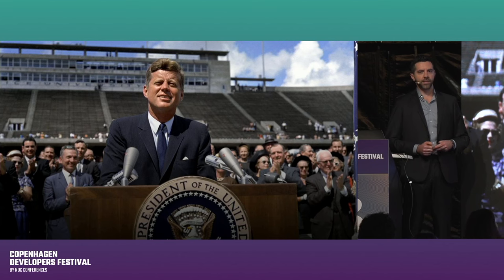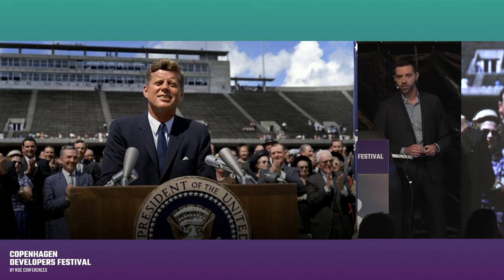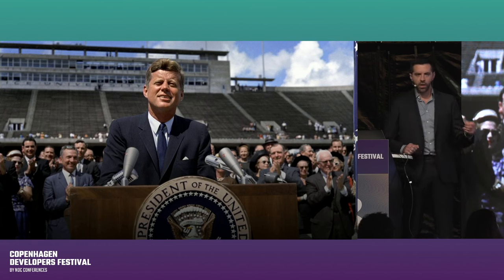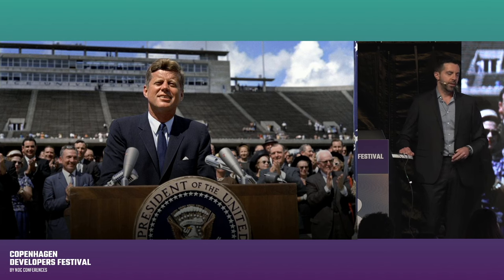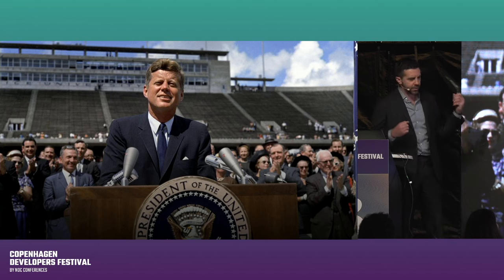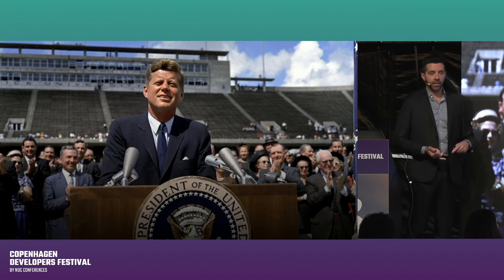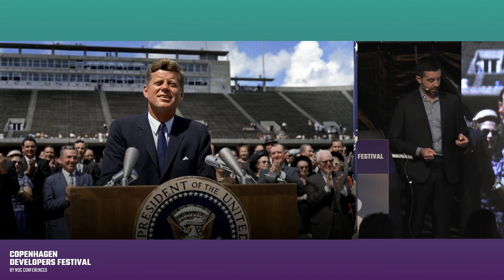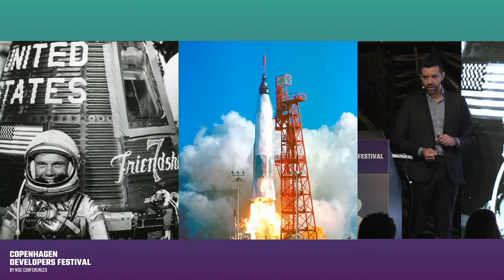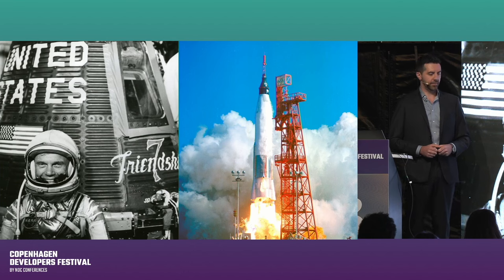So JFK makes his famous speech in 1962 at Rice University saying, "We will go to the moon by the end of this decade." I can't do a JFK accent, but that's basically what he said. And this really motivates the public, the scientists, NASA, to get this thing done. And they dump an insane amount of money into it. And so they start making substantial progress themselves.